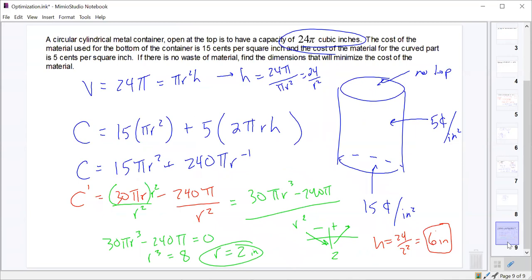Anybody have any questions at all on optimization problems? All right, that's it. We don't have time to start related rates, so that'll be on Monday, it would appear.